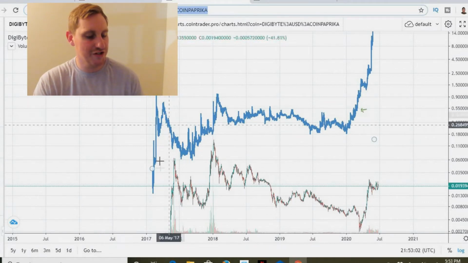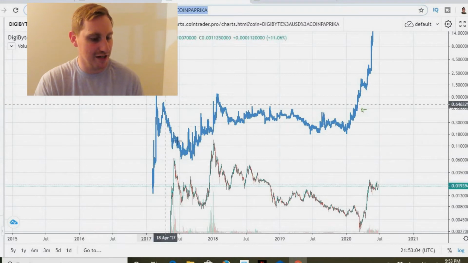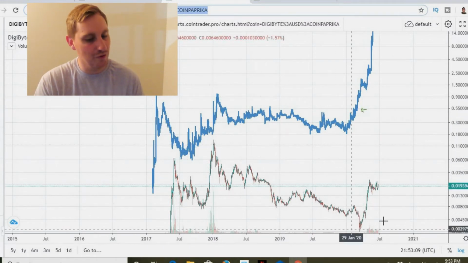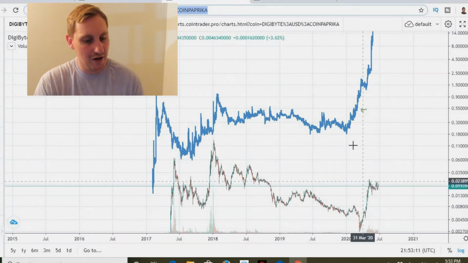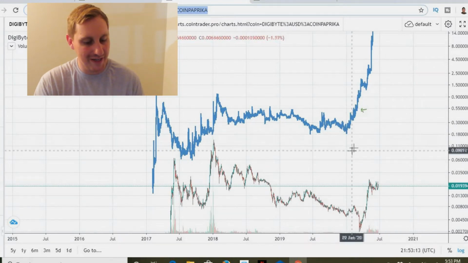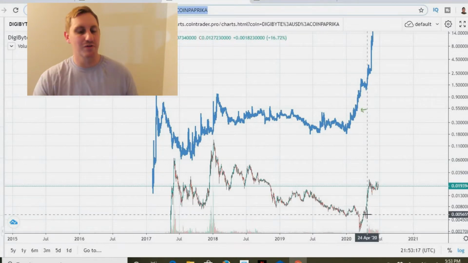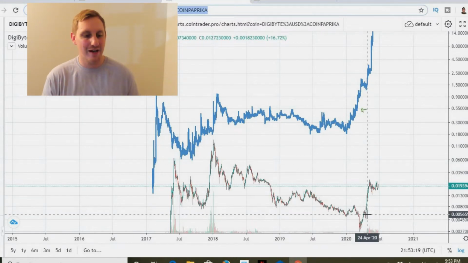And as you can see here, look at how similar this is, guys. Look at how similar this is. It's almost beautiful minus the Corona thing here. The Corona thing would be kind of coming down here in the old one, but if we cut that off, it's literally almost the exact same pattern playing out.